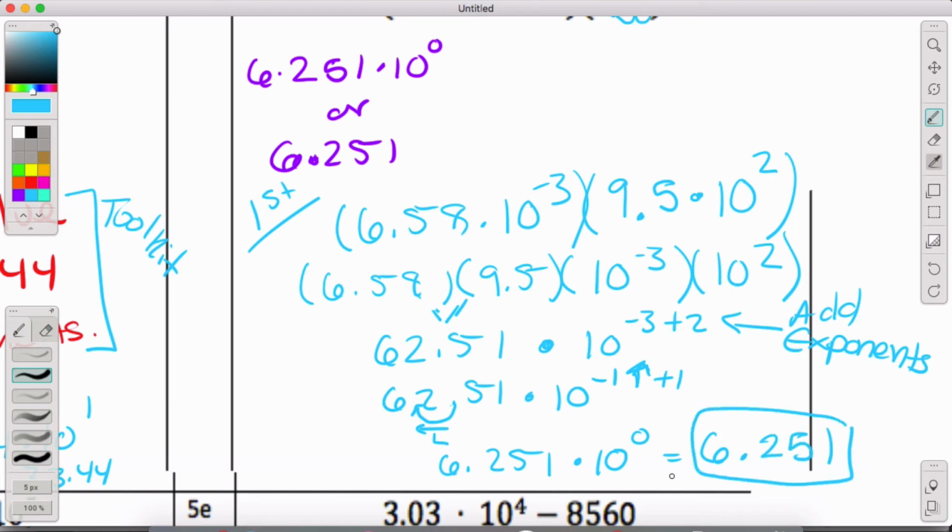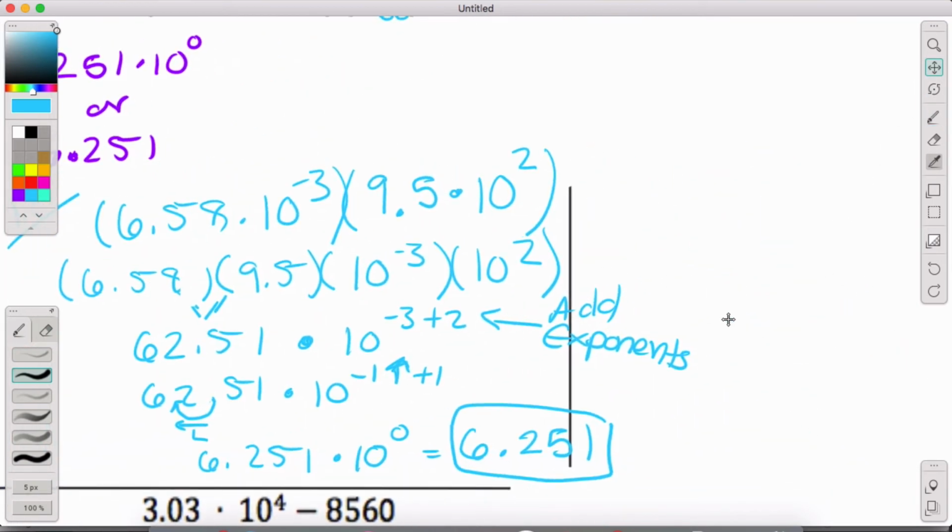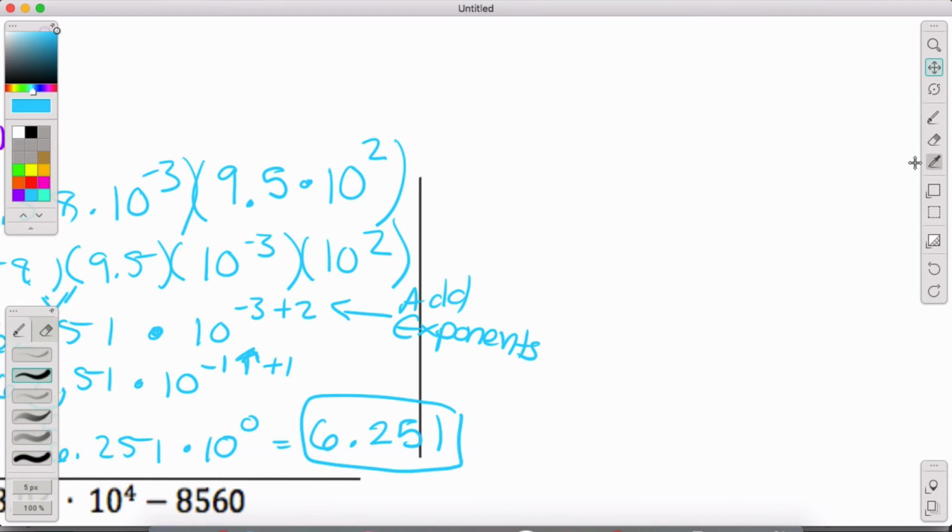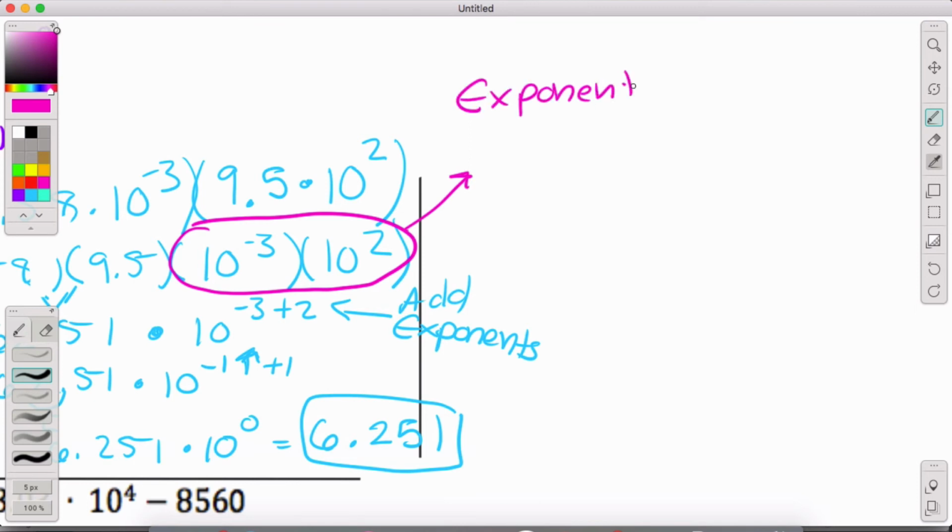Okay. So first off, I want to kind of revert back here. Like, why are we adding the exponents here? So let's use a different color. Let's highlight this area. Like, why are we adding the exponents here? So exponents, by definition, exponents are repeated multiplication.